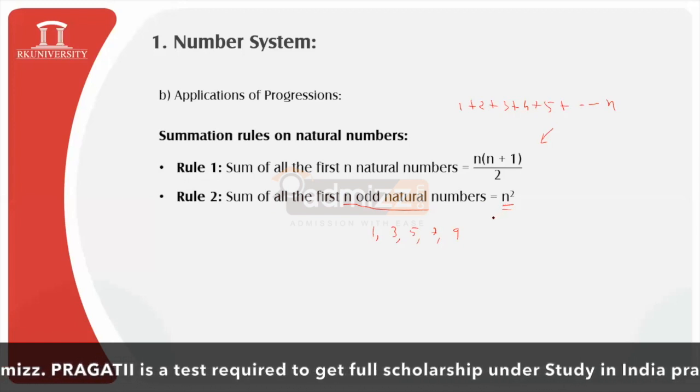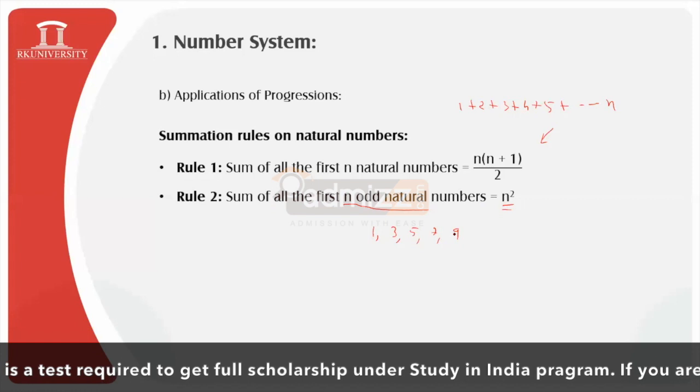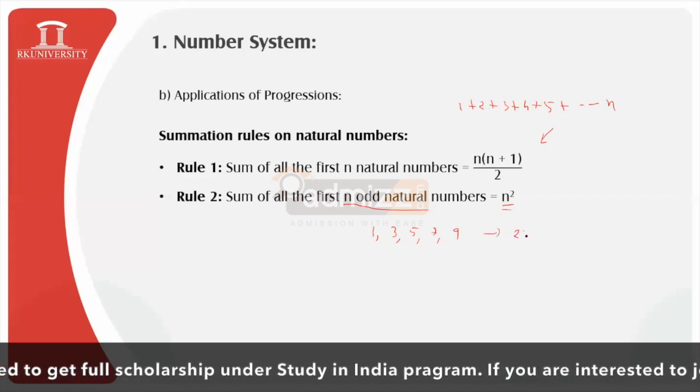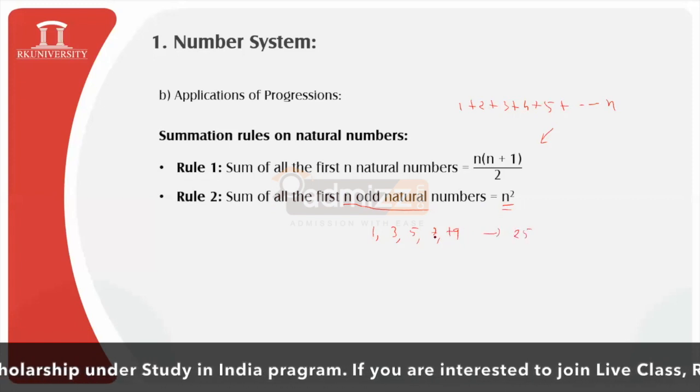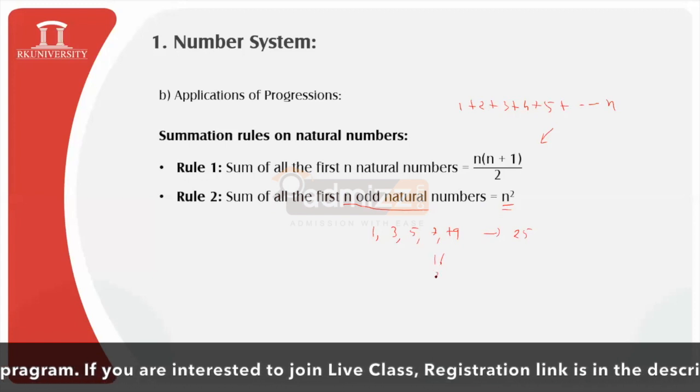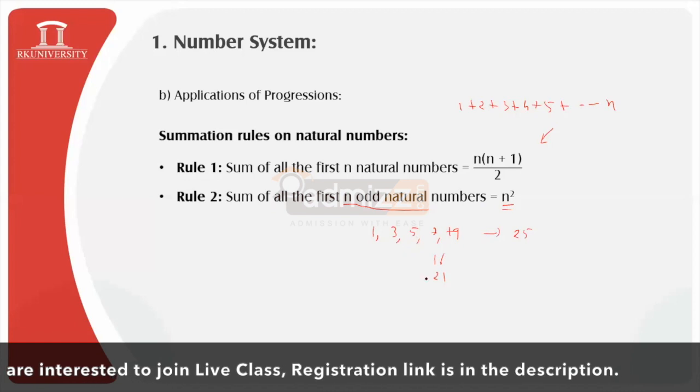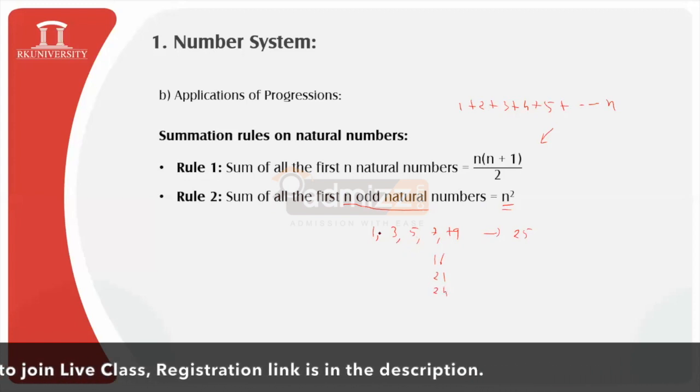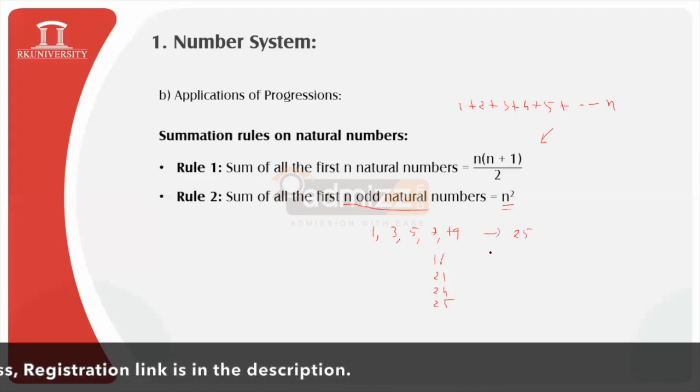What can you take there? N square, with n being 1, 2, 3, 4, 5. So it becomes 25. You can see here 9 plus 7, 16. 16 plus 5, 21. 21 plus 3, 24. Plus 1, this is 25. You can directly get the 25.